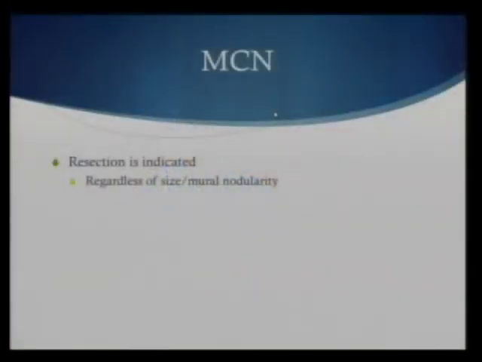With MCN, again, just like main duct IPMN, the recommendation is for resection regardless of duct size. With MCN, it's the same thing. Resection is indicated regardless of size or mural nodularity. Now, we talked about how to distinguish MCN. What would be the cystic fluid analysis? Would the CA be high in MCN or low? High amylase level. And then the ovarian stroma.